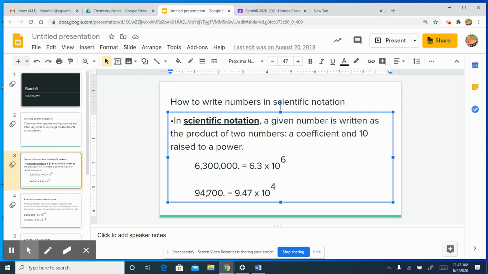If we look at 94,700, if we assume the decimal to be at the end of the numeral, we move the decimal 1, 2, 3, 4 places, and we would write it as 9.47 multiplied by 10 raised to the 4th power.